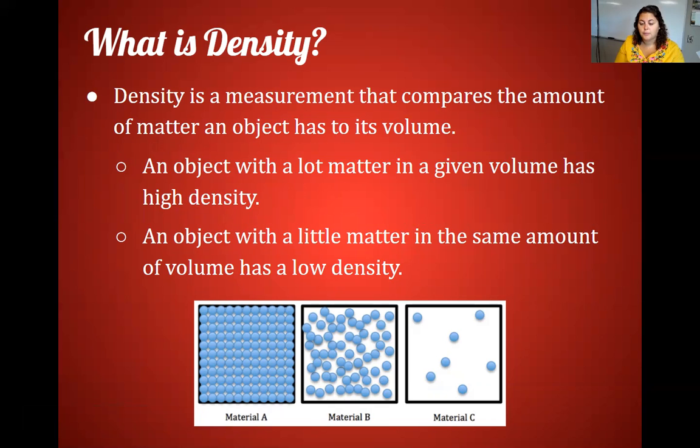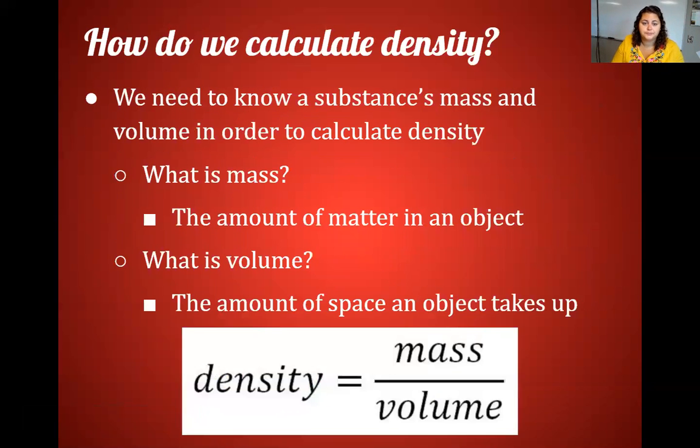Material B, most likely a liquid, and then material C, most likely a gas, where those molecules and those atoms can spread out a little bit better in a gaseous state. So how are we going to calculate density?